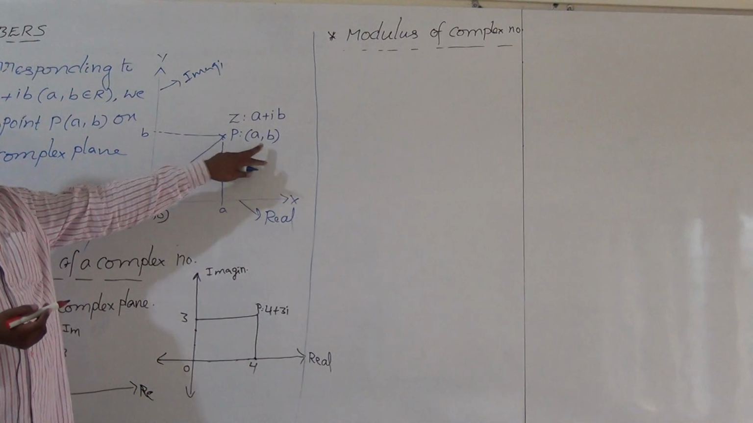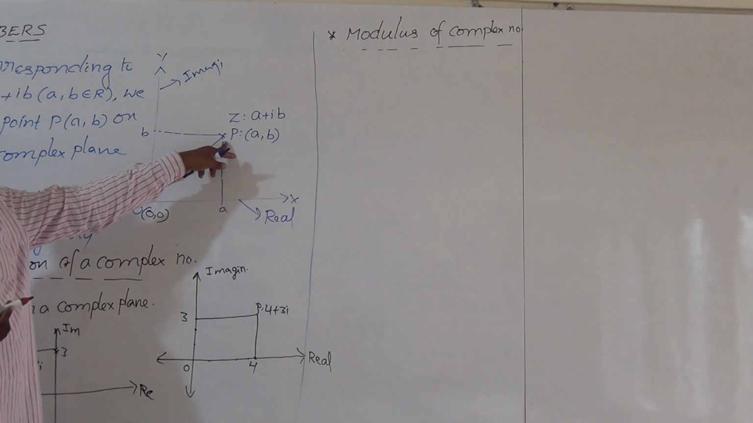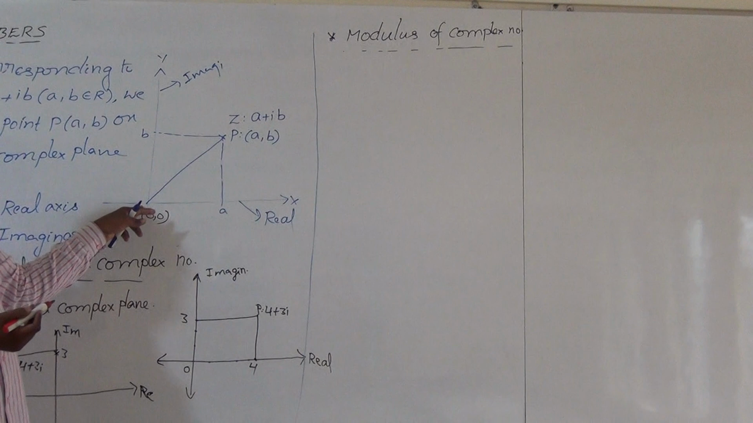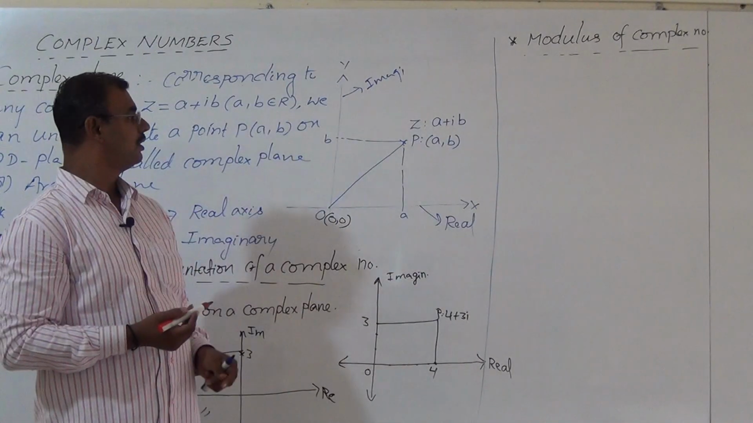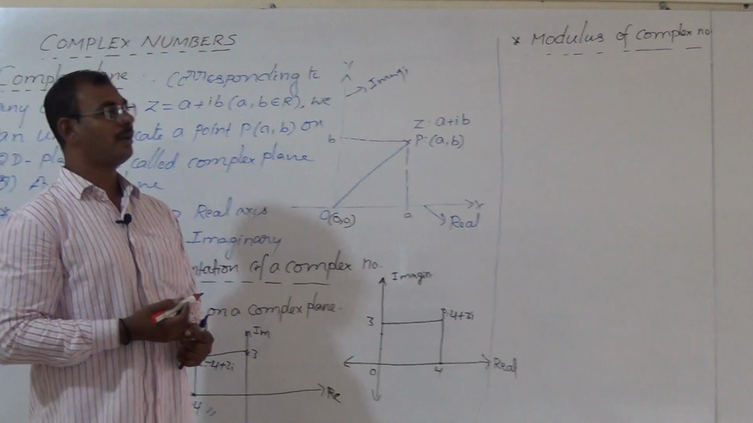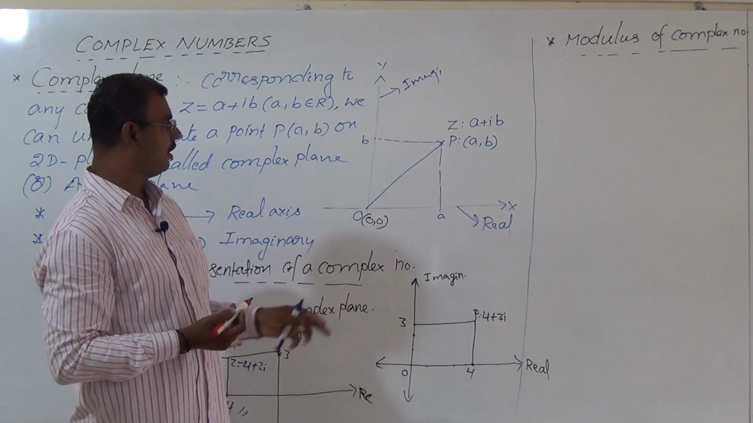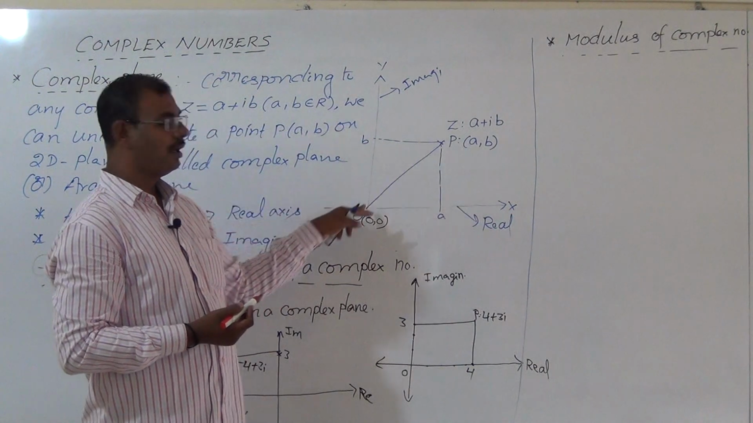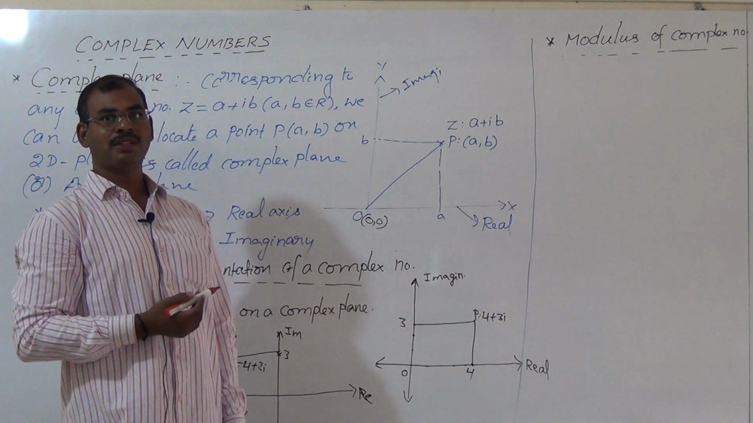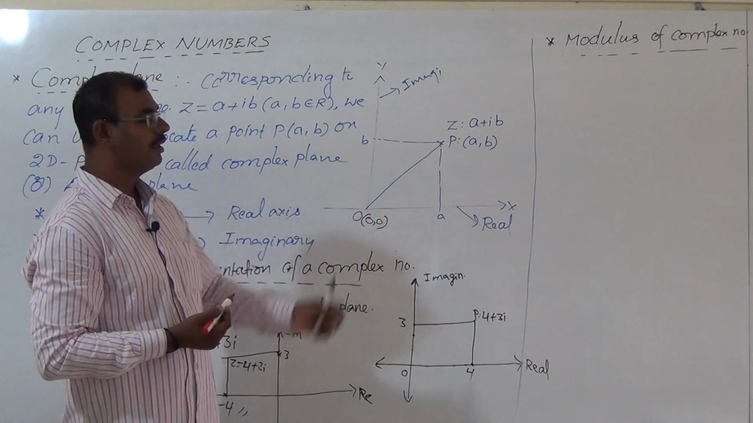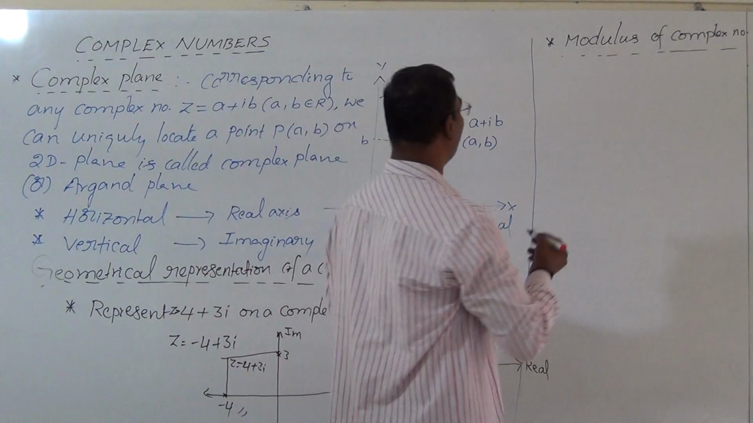We studied this in the lower classes. What did we study? The distance between two points formula: under root of (x2 minus x1) whole square plus (y2 minus y1) whole square. Using this formula, (a minus 0) whole square plus (b minus 0) whole square becomes what? a square plus b square.